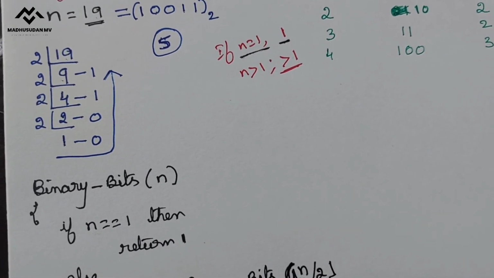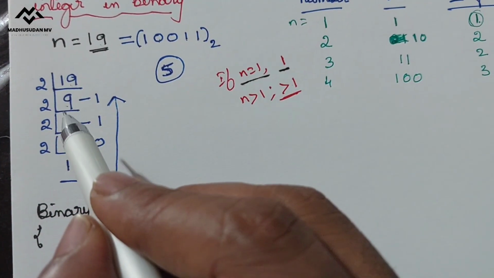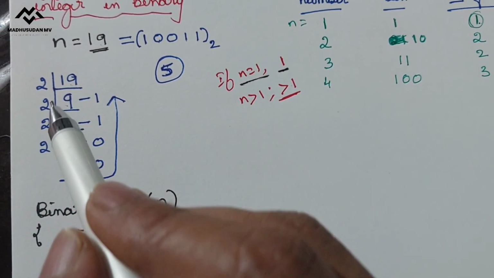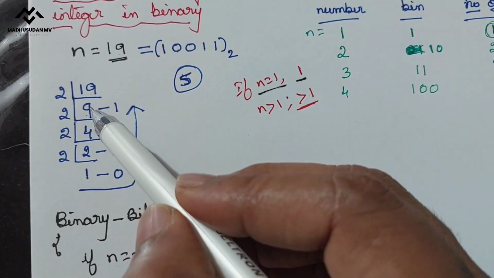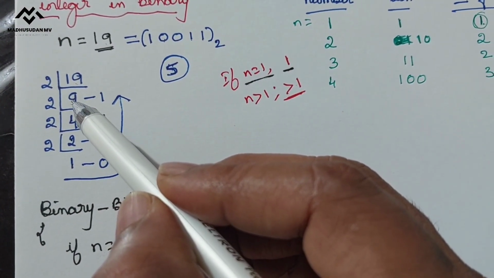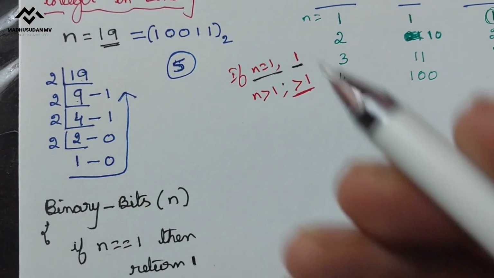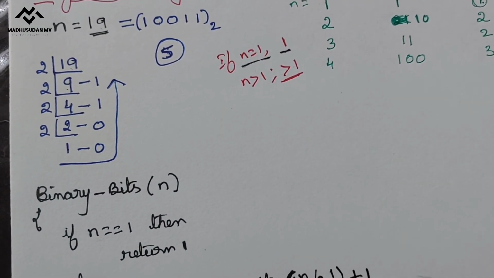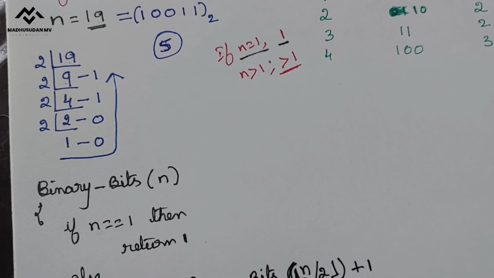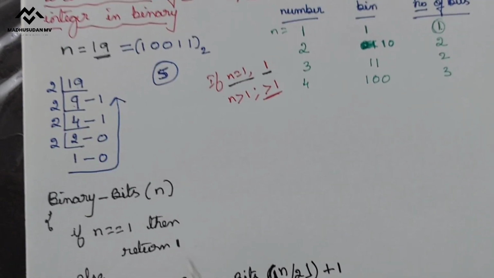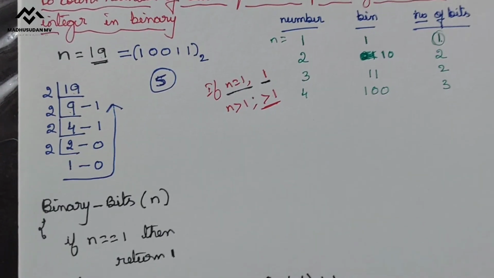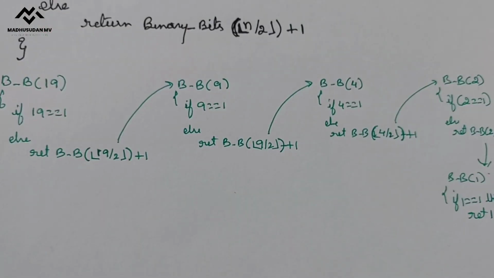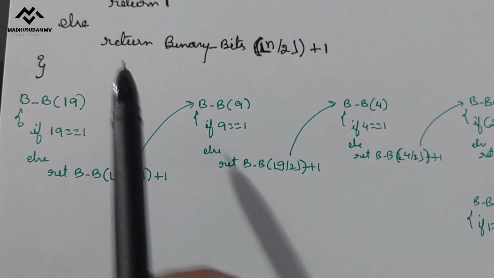That means when we divide, 19 by 2 is what? 9.5, but I'm taking the lower limit 9. Similarly, 9 divided by 2 is 4.5 actually, but I'm taking lower limit 4. So this is the symbol to take the lower limit, plus 1 bit we need. So this is the algorithm to find the number of bits required to represent the given decimal number in binary. Now let us take the same example to trace the algorithm.